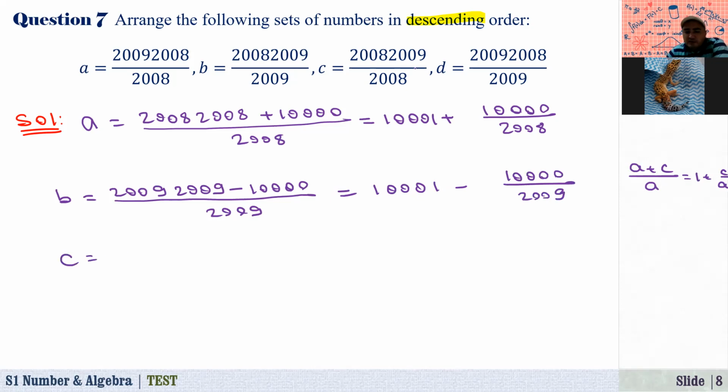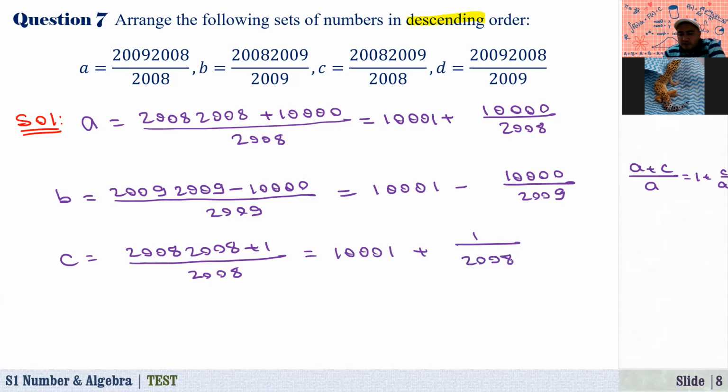Again, similar way, 2008, 2009. I can write it as 2008, 2008 plus 1 over, here we have 2008. That's equal to, again, 2008, 2008 over 2008. That's equal to 10,001. Okay, here we have 10,001 plus 1 over 2008.